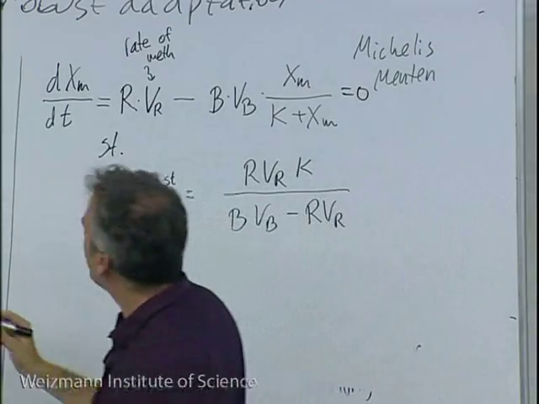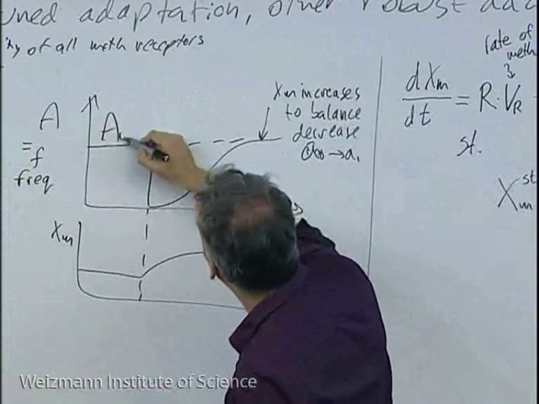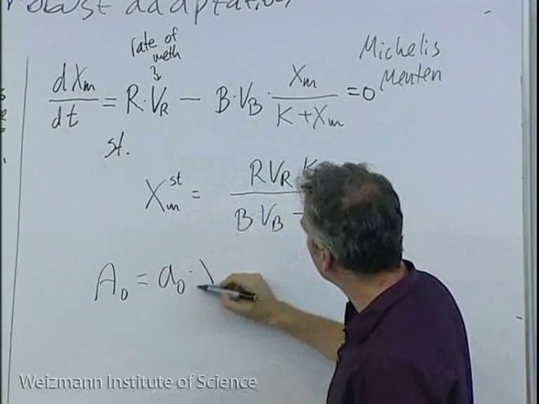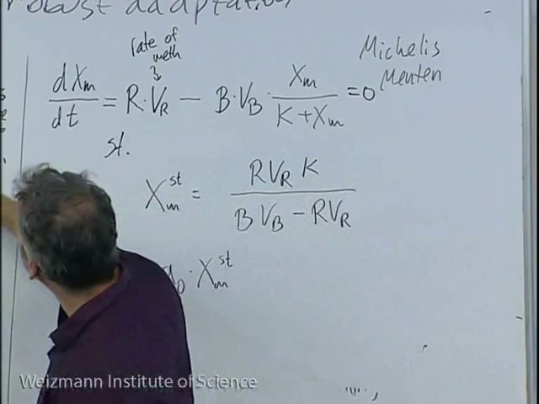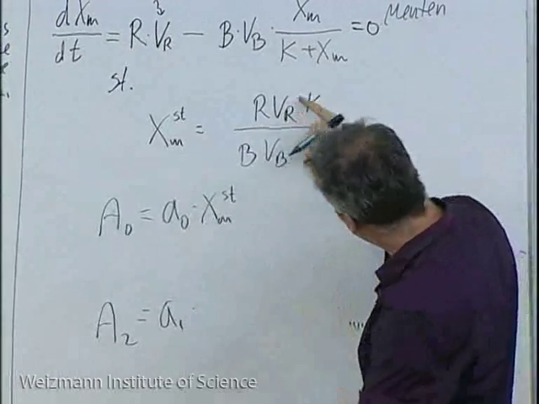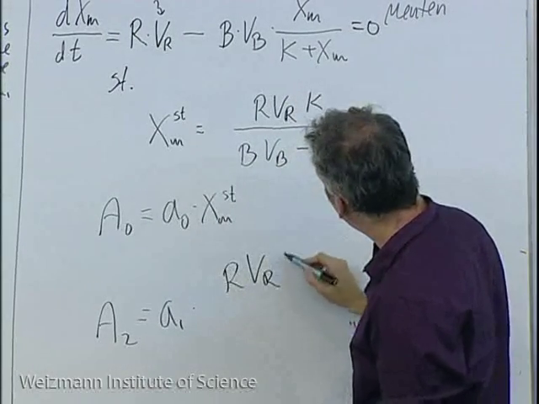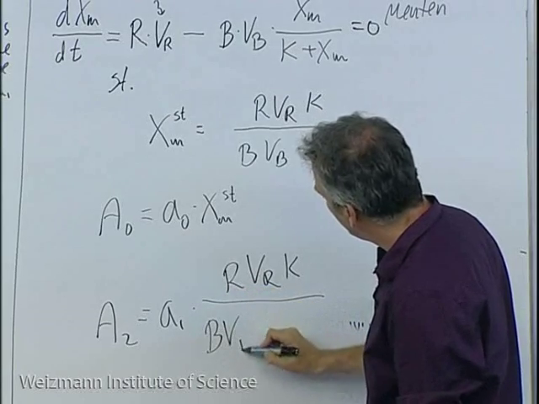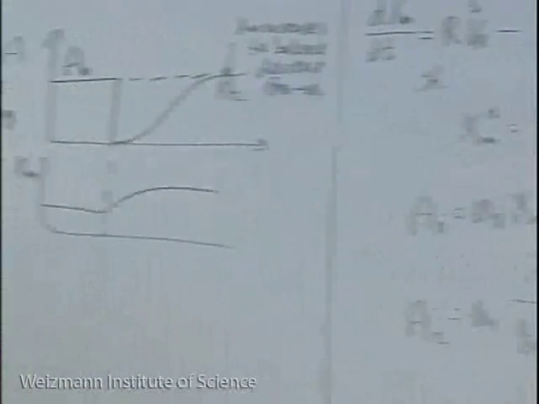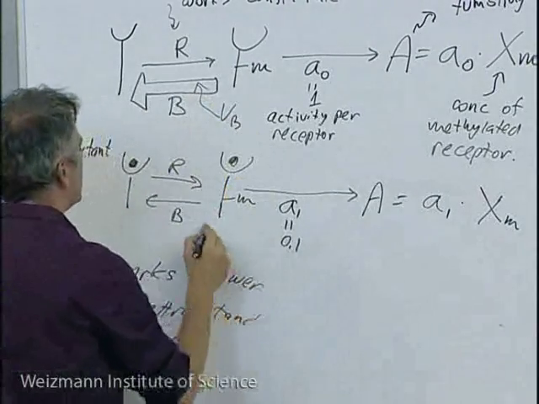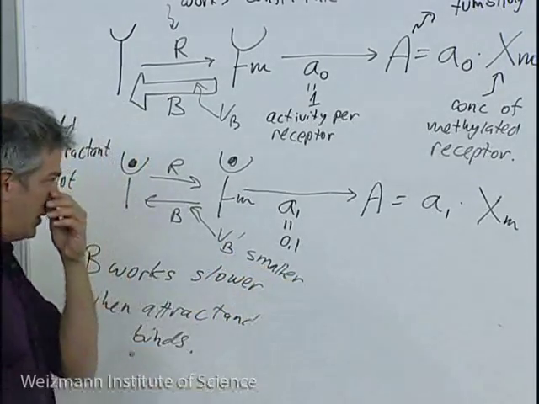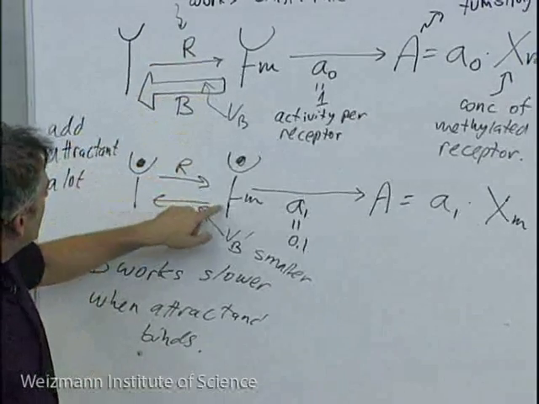So our activity here, A0, before we add attractant, is just A0 times this Xm steady state. And our activity here at the end is this lower activity per receptor times the same thing. But now B has a lower activity. So if this is VB, this is VB prime, which is a smaller activity, lower activity. This represents the feedback. When we have an attractant, CheB works slower.